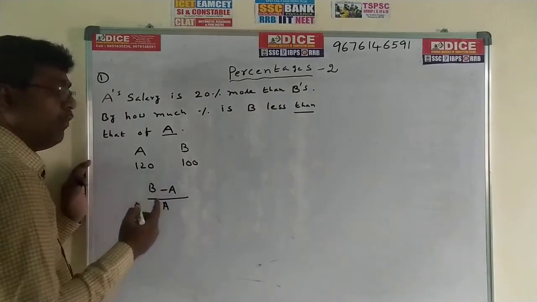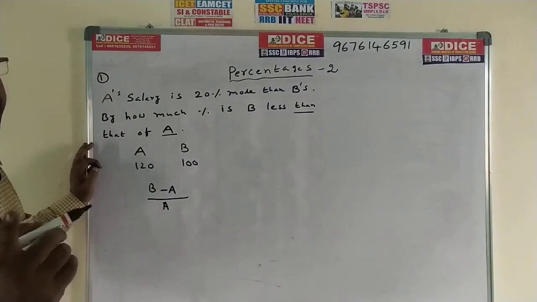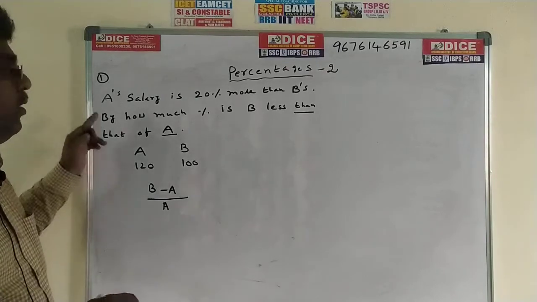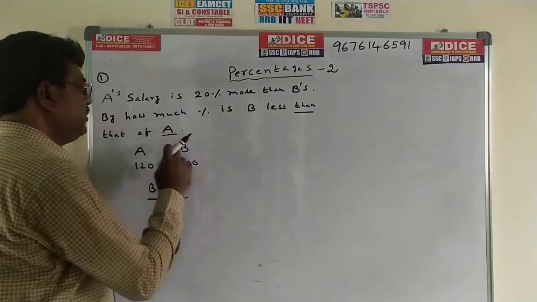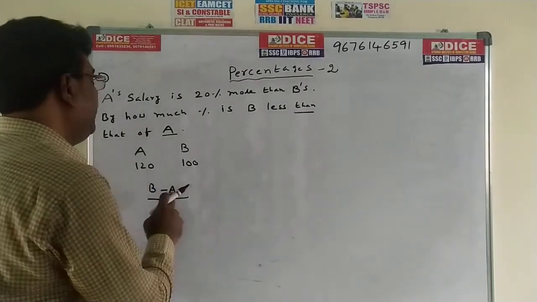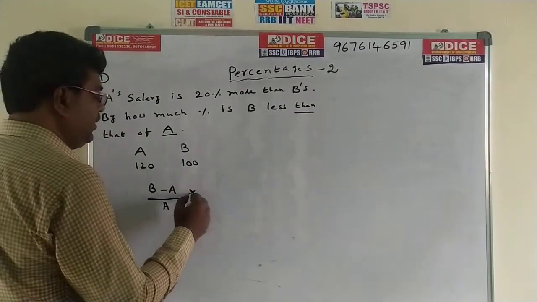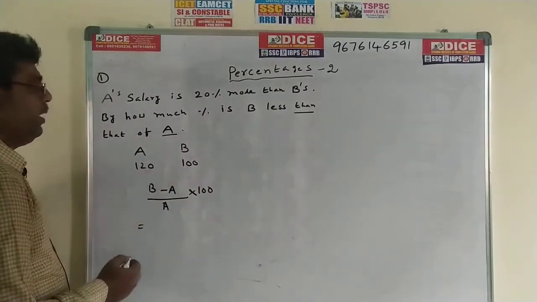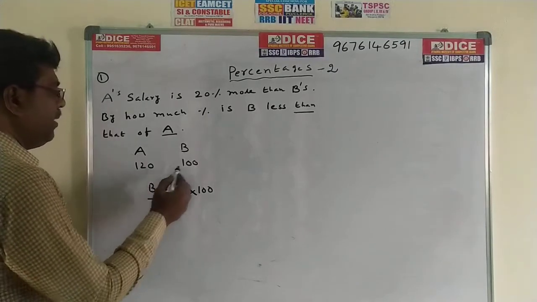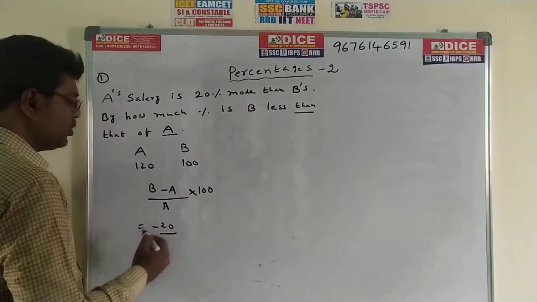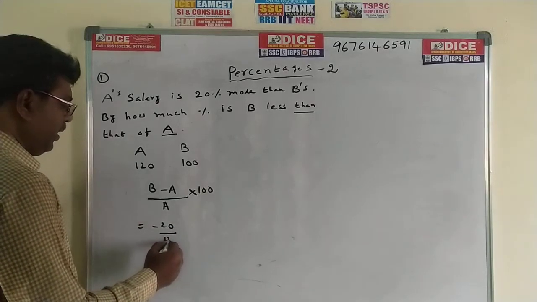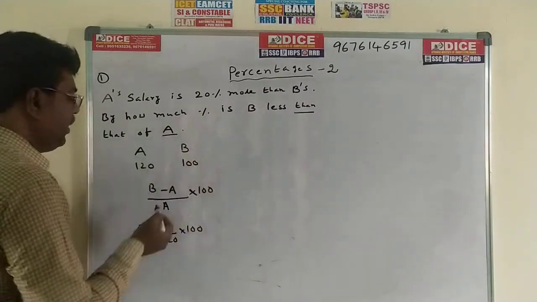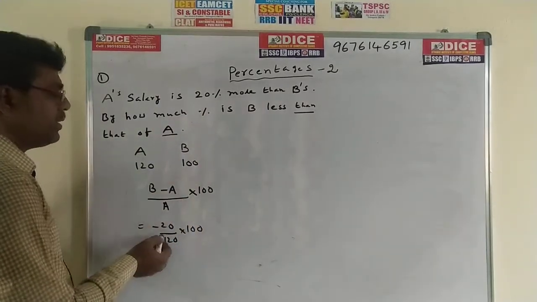Already I told you the formula is X minus Y by Y, we have already written the third formula in the note. So less than that of A means A comes to the denominator, and it becomes B minus A into 100. This is the formula. So this is equal to 100 minus 120, which is minus 20 by A, that is 120, into 100. Because by how much percent is less means we will get negative. If it is more, we get the answer as positive.